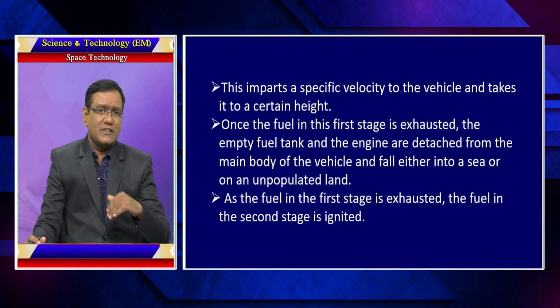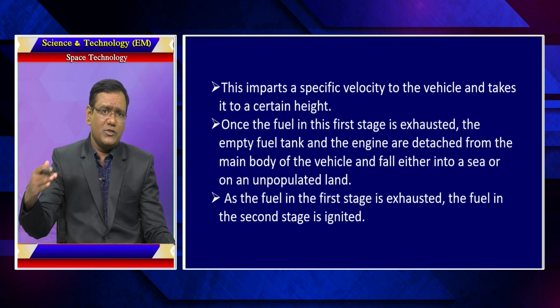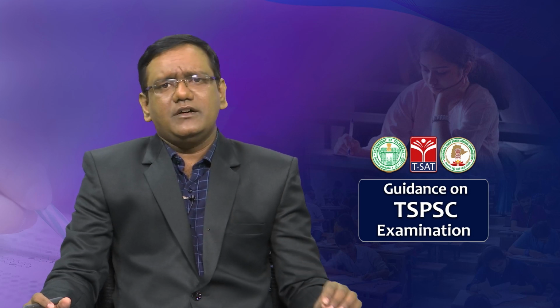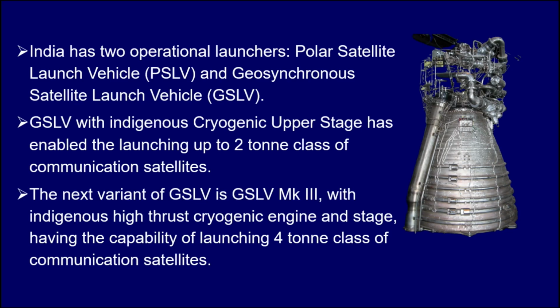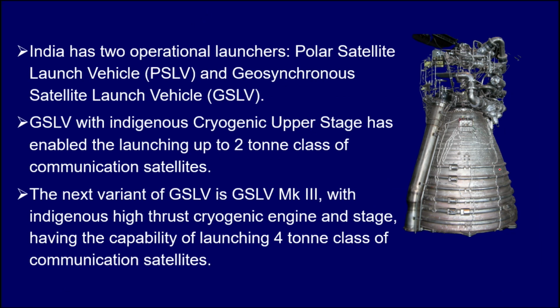As the fuel in the first stage is exhausted, the fuel in the second stage is ignited. So that means we have already completed stage 1, and now we have moved into stage 2 in this 2-stage launch vehicle. So India has 2 operational launch vehicles. These operational launch vehicles are called Polar Satellite Launch Vehicle and Geosynchronous Satellite Launch Vehicle. We will call these PSLV and GSLV respectively.